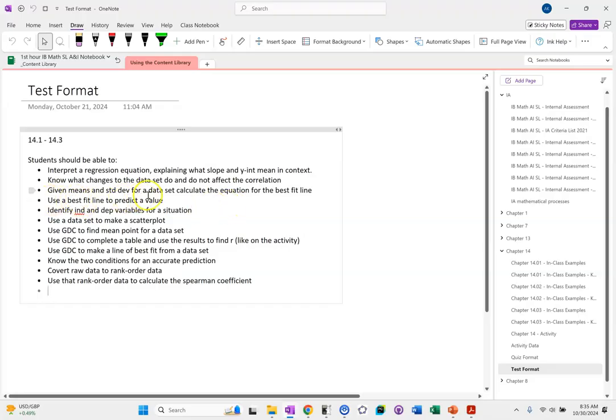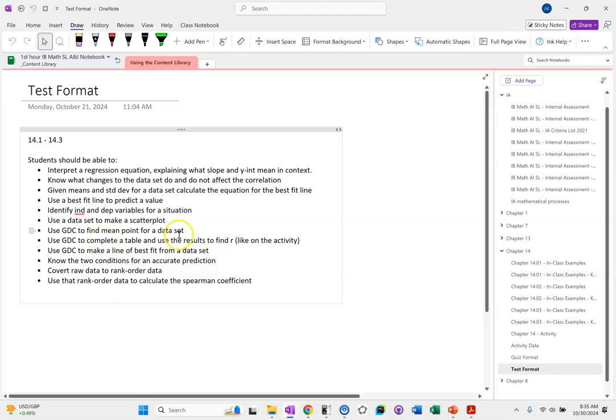Use a best fit line to make a prediction. We know how to do that. When don't you do that, though? If you're asking to be extrapolated. Identify the independent, dependent variables for a situation. Use data to make a scatter plot. Use your calculator to find a mean point.